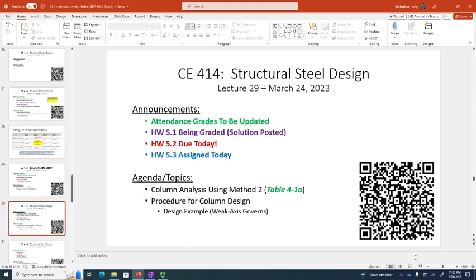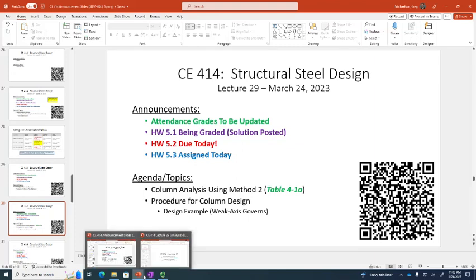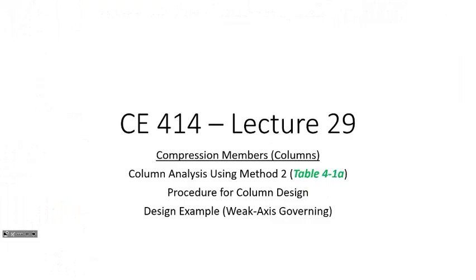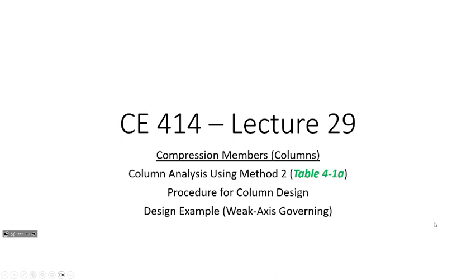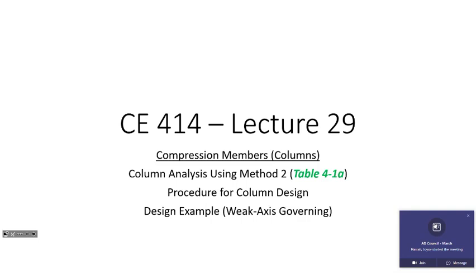We'll get through it. Okay, so the entire lecture today is sort of about table 4.1. But more generally, if you recall, last time we did this example by hand. We analyzed the column by hand. Today, we're going to analyze that column using the design aids that are present in the manual. And for columns, there are actually a couple of design aids in the manual beyond just this one.